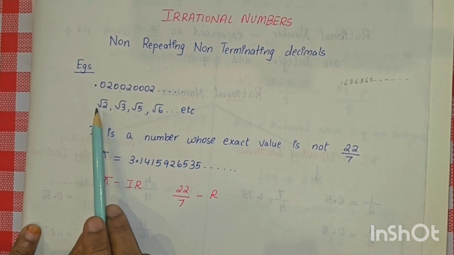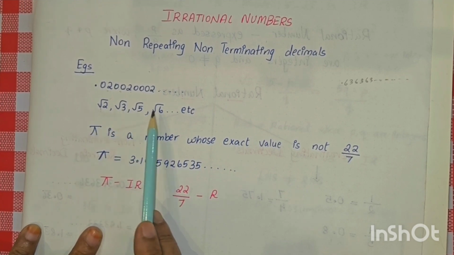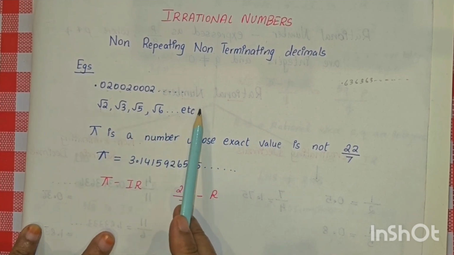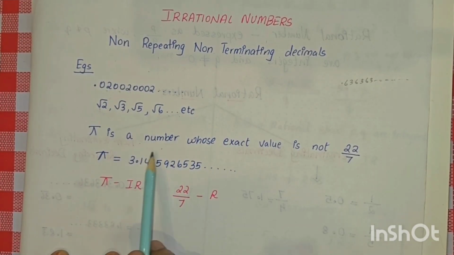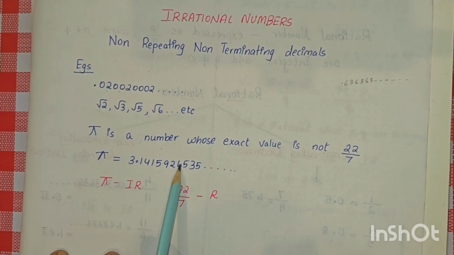All roots, root 2, root 3, root 5, root 6, are also irrational numbers. Pi is also irrational. The number is 3.1415926535 etc. It keeps on going, so there is no pattern in this. This is an example of pi.